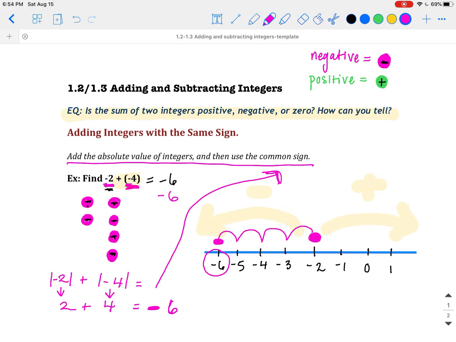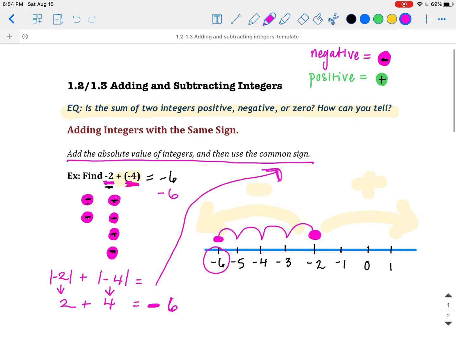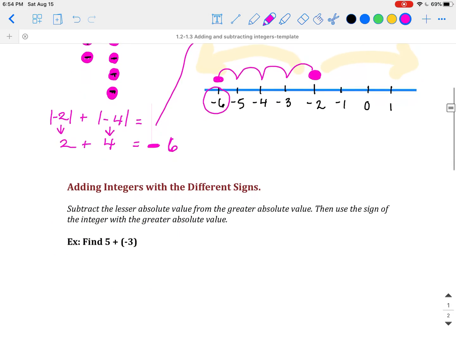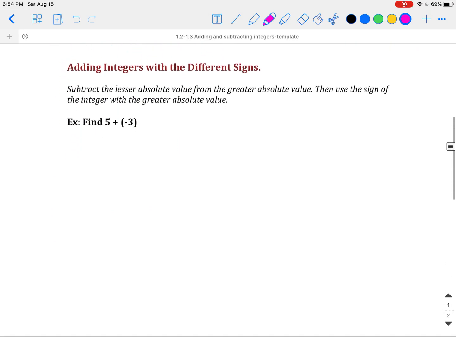Common sign. So I hope one of these 3 strategies works in your brain. Let's move on to get a little bit more practice because, like I mentioned, this can be a little bit confusing. So let's go ahead and move on.